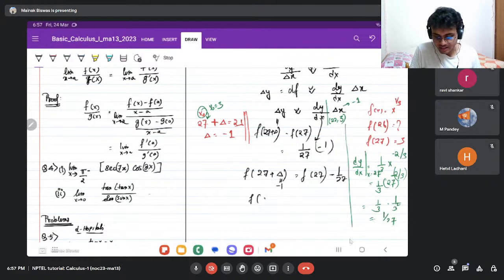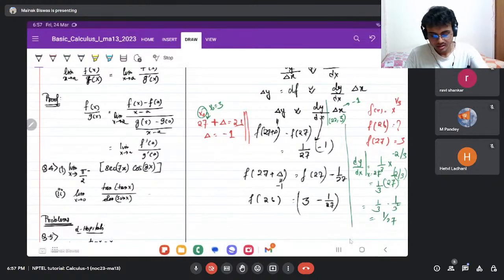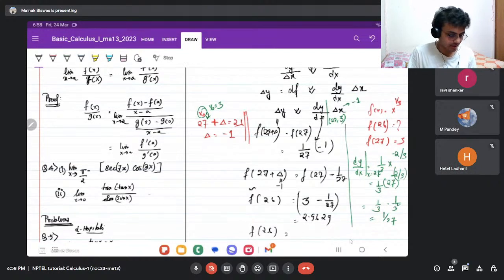So I get f(26) is equal to f(27), which is 3, minus 1/27, right? So this gives me what, let me see what this value is. 3 minus 1 divided by 27 is 2.9629, it says. And what is the real value of this? Let's write f tilde. So the actual f(26), let me see the value in the calculator. It is 2.9624.